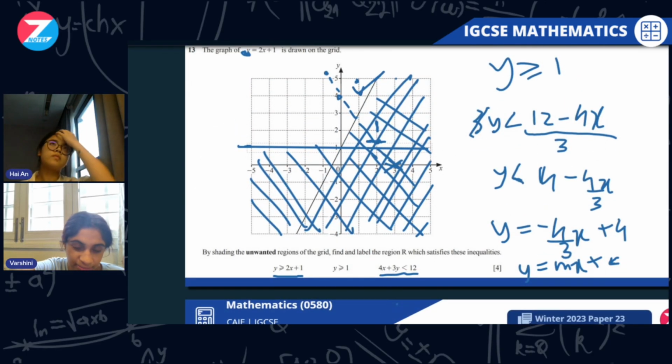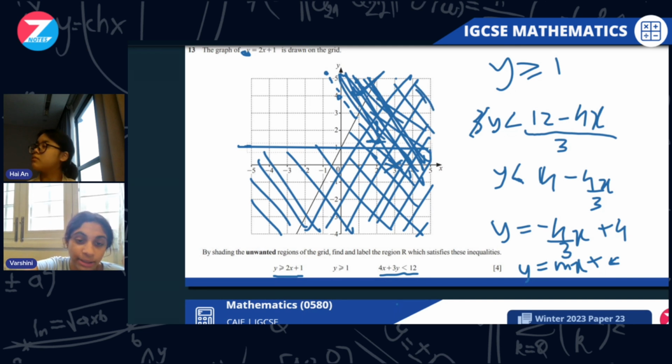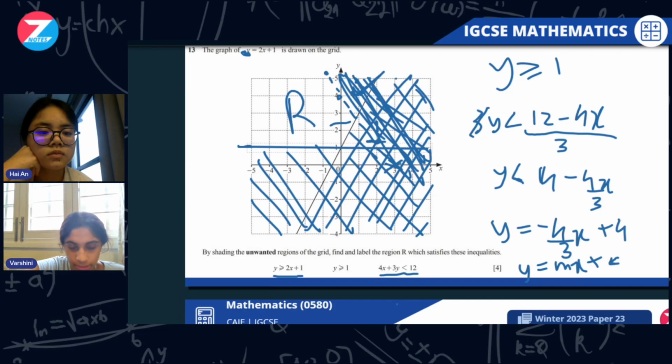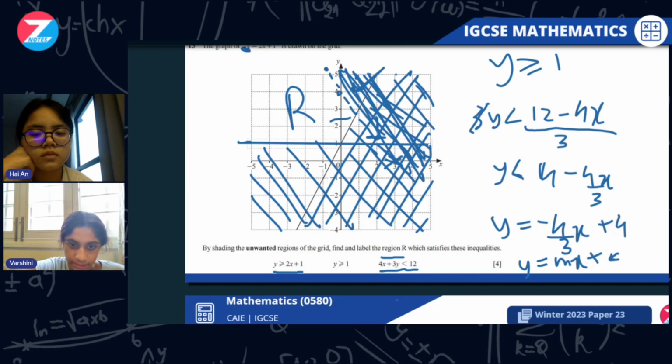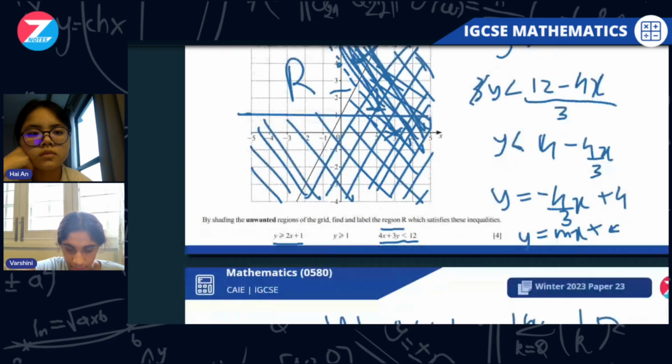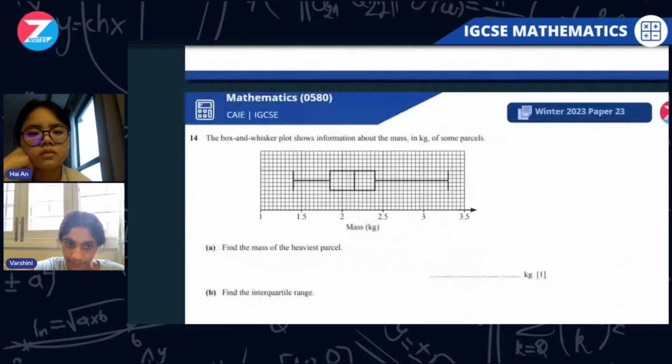That means that we don't want anything on this side of the line where we chose our point. So now we're going to shade everything on this side of the line. We can see the region unshaded is over here. That also includes this region. So there we have the region we've labeled R, which satisfies these inequalities. And when you draw your lines, make sure you draw them straight. And yeah, that's it for this question.